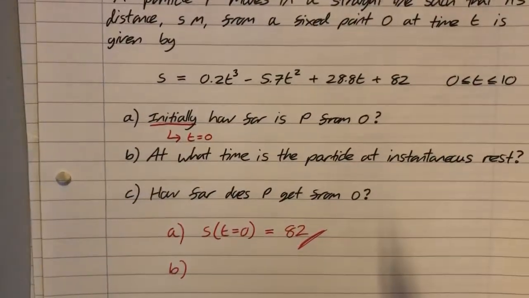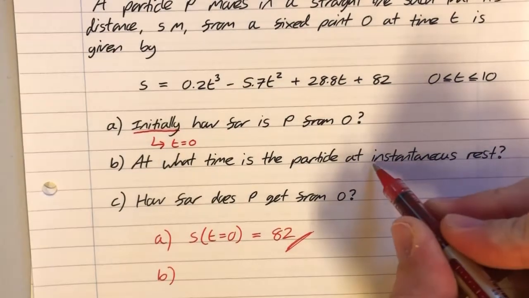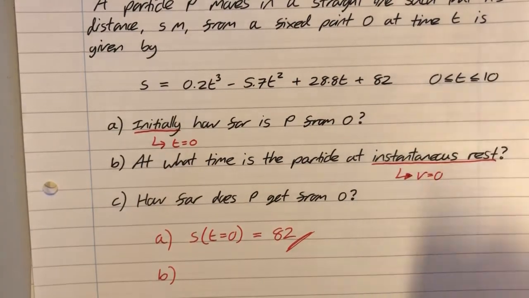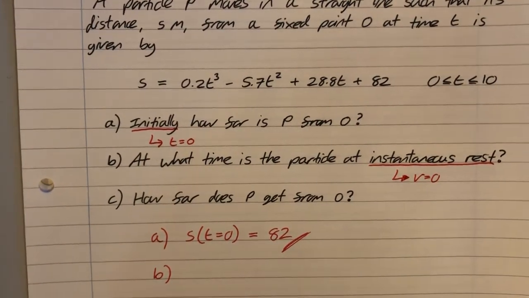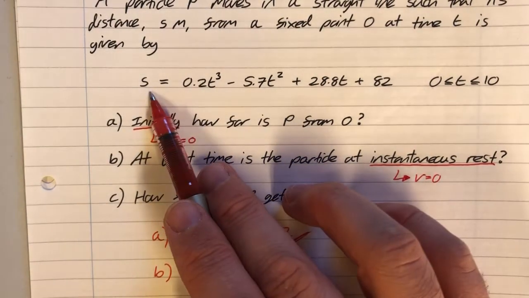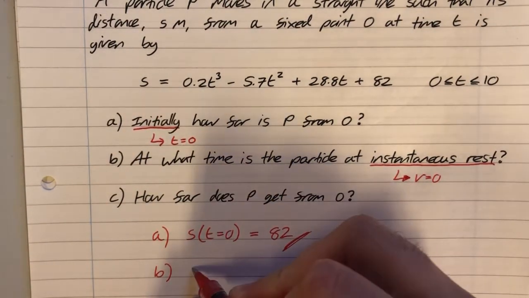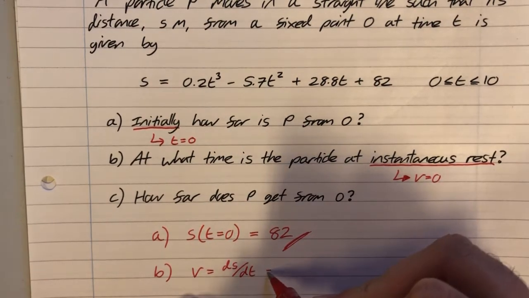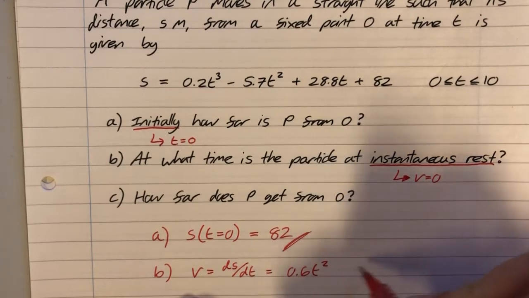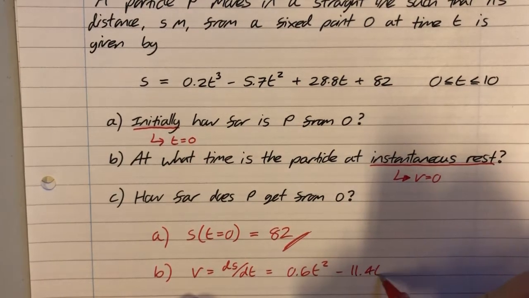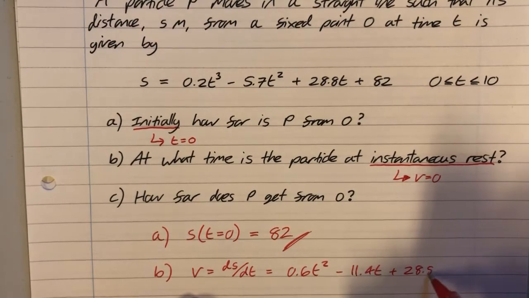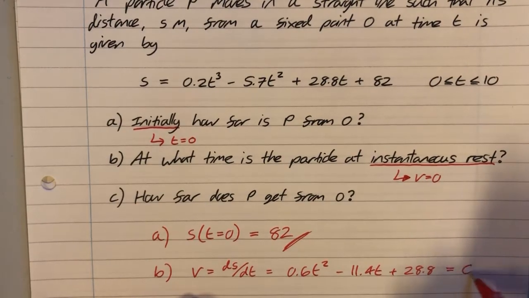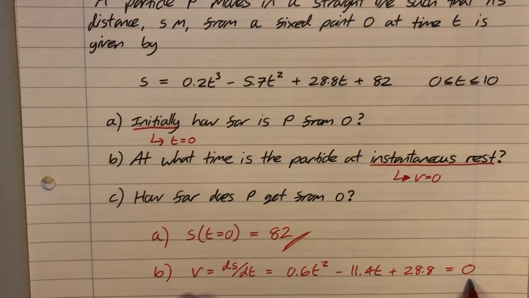So the link you need to make here is that when a question is asking for instantaneous rest, it means v is equal to 0. That's what it means. v is equal to 0. So I'm going to take my definition of s, which is given in the question, and I'm going to find v, which is, by definition, the differential of s with respect to time. So that's going to be 0.6t squared minus 11.4t plus 28.8, and I want instantaneous rest, so that means that I want the velocity to be 0. So I've now got a quadratic equation in t to solve.